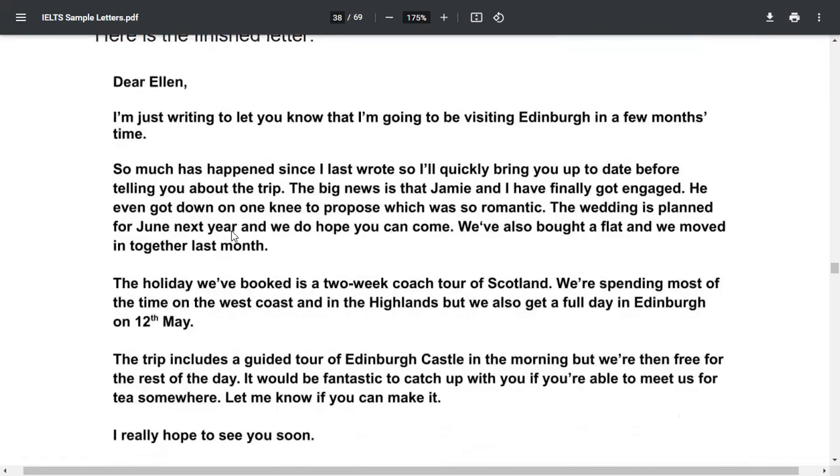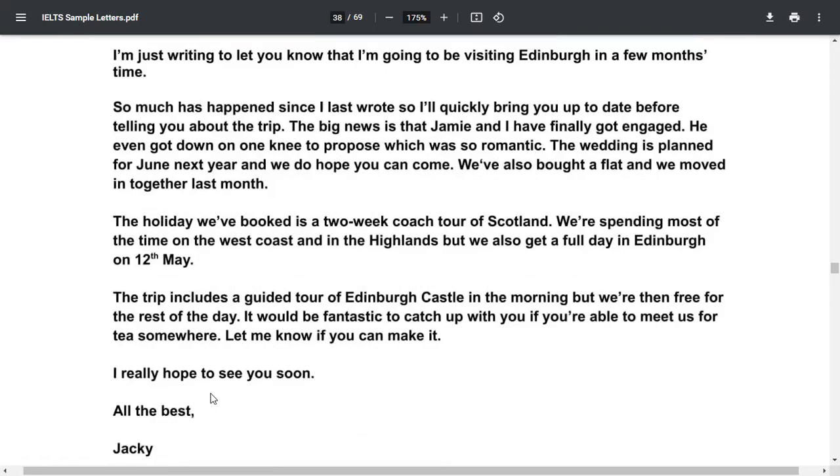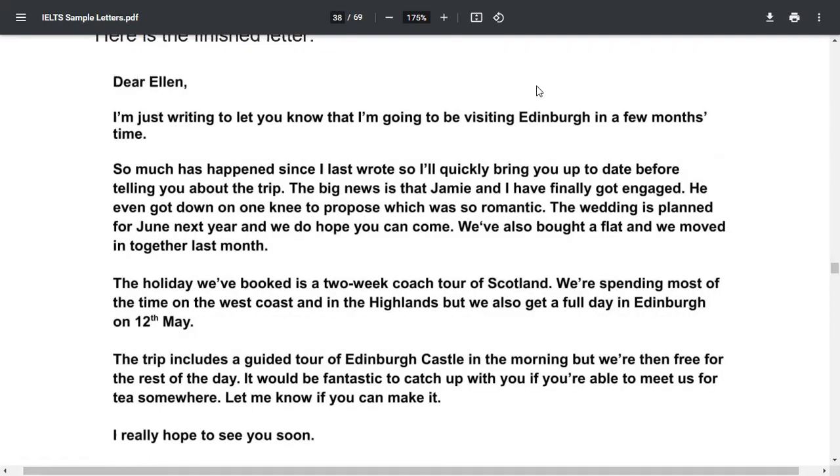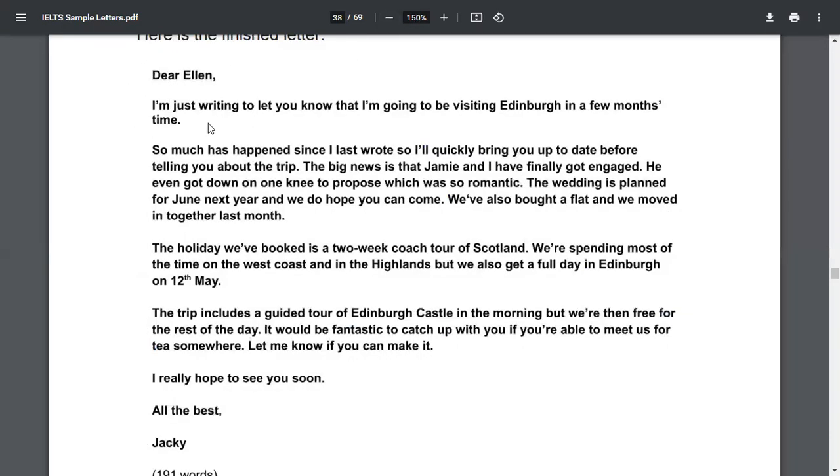As you can see, we ended the letter with an ending sentence: I really hope to see you soon. All the best, Jackie. I started the letter with Dear Alan. That's the greeting, because I'm writing to my friend. That's the purpose sentence here. That's the first paragraph, which is the answer of the first bullet point. And that's the third paragraph, which is the answer of the second bullet point. And then we have the last paragraph, which is the answer of the third bullet point. And so we have an ending sentence, and then we have the sign off, all the best, Jackie. It's an informal letter, as you can see.